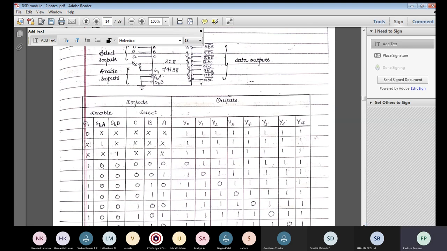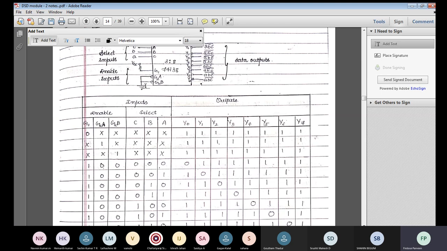If suppose G1 is 0, whatever may be the other inputs, you will not be getting an output. That is 1111, because of that bubble, it is 111. You should know that because of the bubble, we are getting 1, else it is 0. If the bubble was not there, it would have been 0. Don't think that 111 indicates we are having an output. No, because of that bubble, we are getting 111. So we are not getting any output here, and whatever may be the combination, we will not be getting the output.